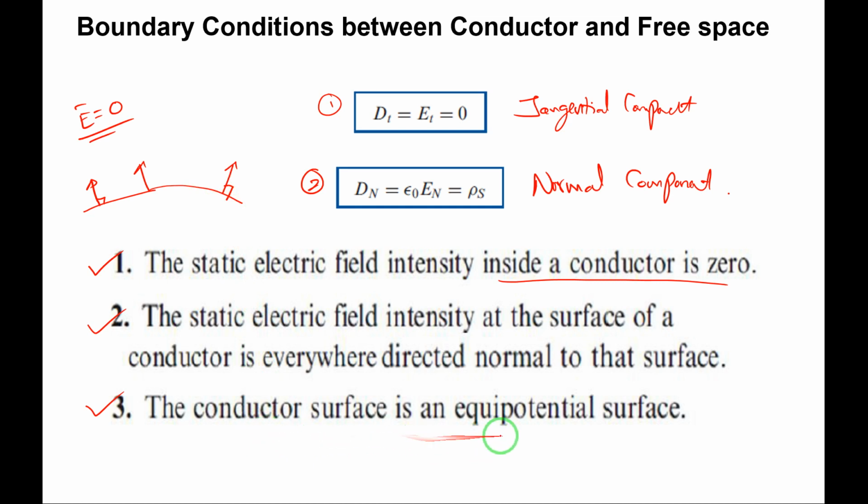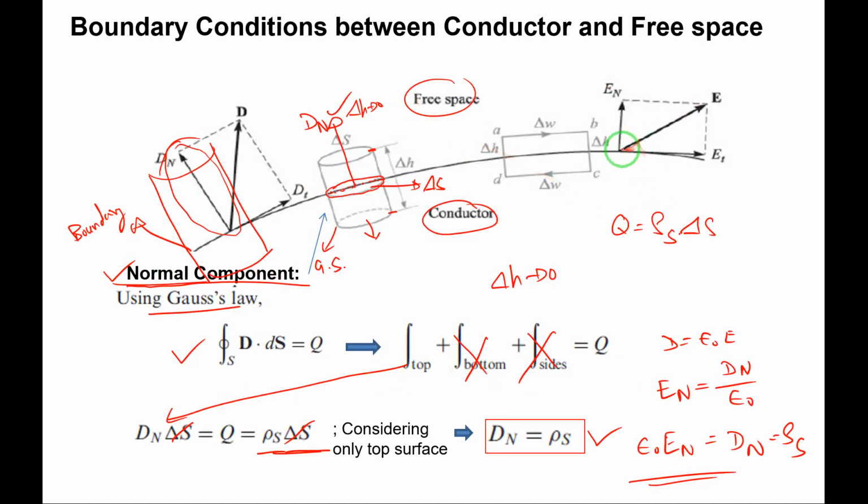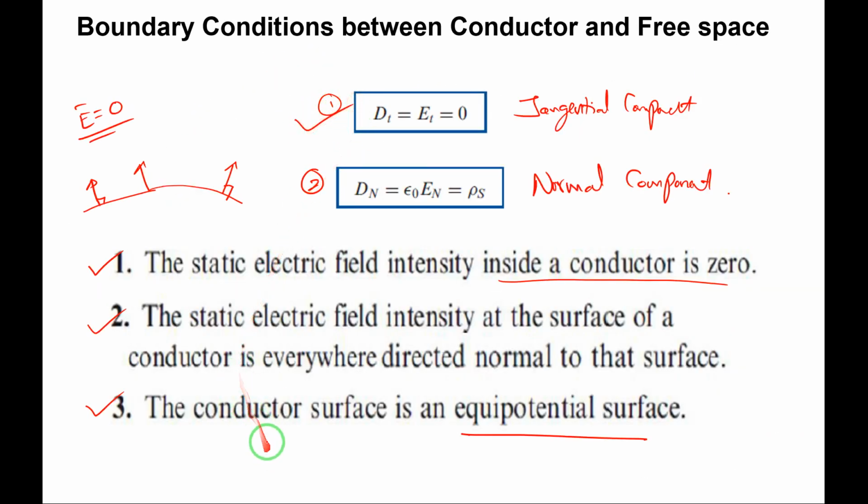Then the conductor surface is an equipotential surface. Hence, we got the first condition. See here, dt equal to 0. Observe here, if I locate one point here and another point here, point A and point B, they are at the same potential. So the potential difference is 0. So Et equal to 0. This is the first boundary condition. The conductor surface is an equipotential surface. Hence, the tangential component of the field is 0. These are the three properties or characteristics we have derived from these two equations.